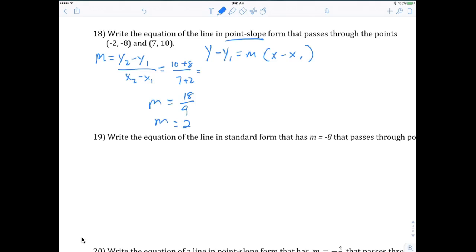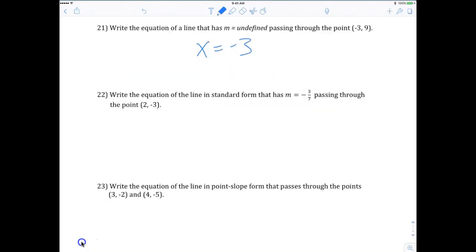Now does it matter what point I pick? I would probably pick what? I would probably pick 7, 10. So y minus 10 equals 2 times x minus 7. Or I could choose the other point. Does everybody agree? If I choose the other point, it would be y plus 8 equals 2 times x plus 2. Does everybody agree? Do they look the same? No. But guess what? They are the same. Anybody have any doubts about that?